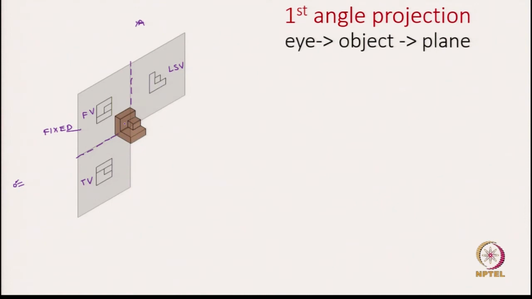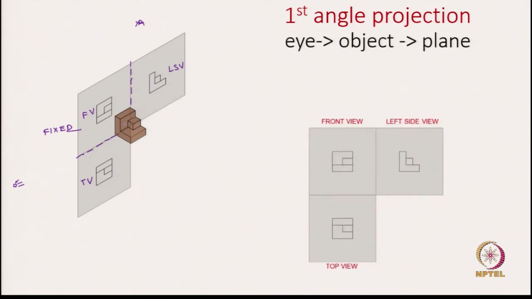Now we know how these three views are aligned with respect to each other. The main view is the front view. The top view, if you notice, is placed below the front view. So, here is what I meant by counterintuitive. We call it a front view, but the top view is placed below the front view, and the left side view we place to the right of the front view.